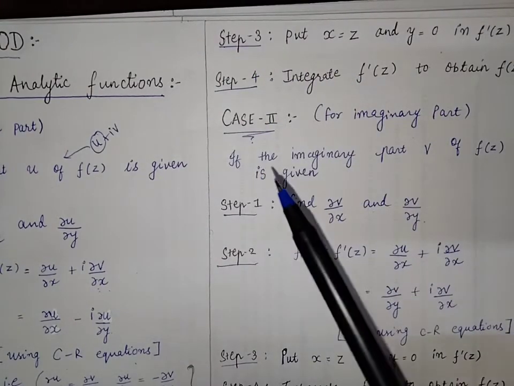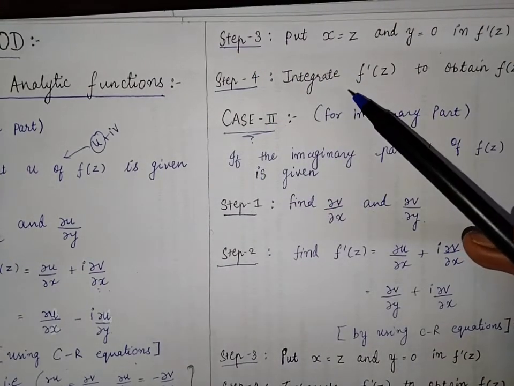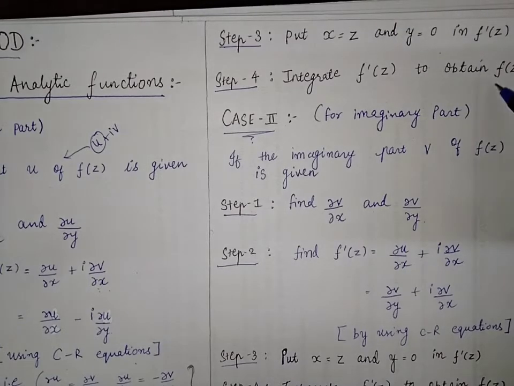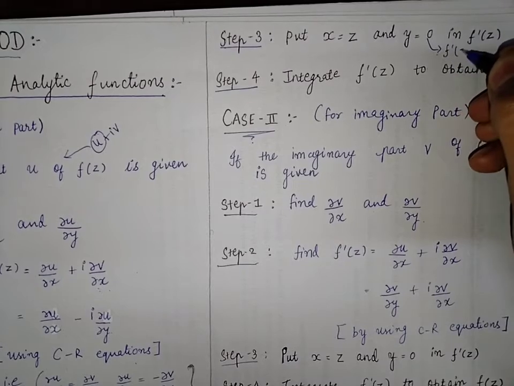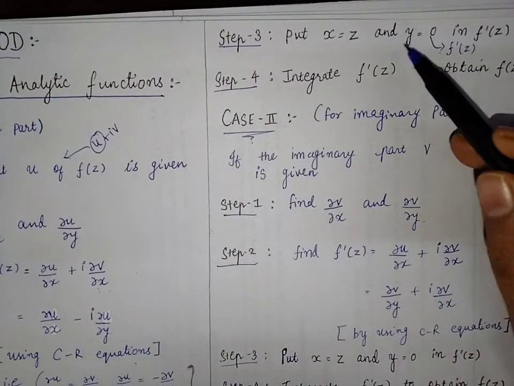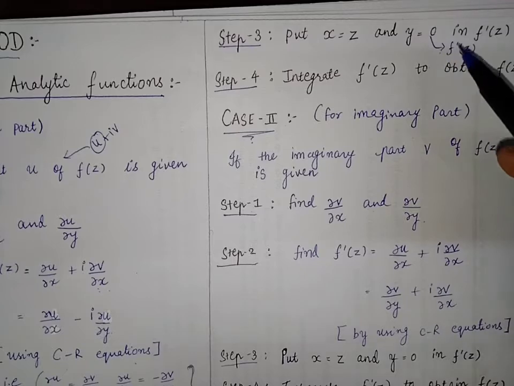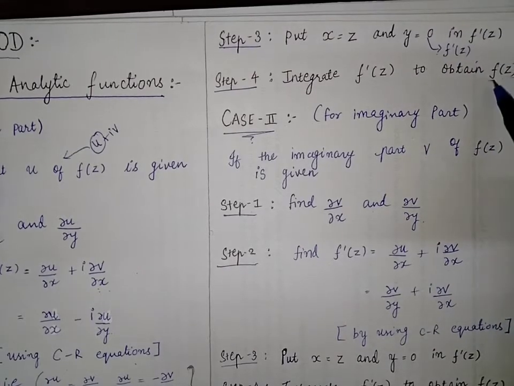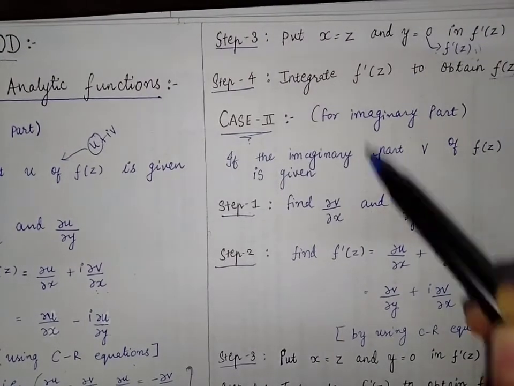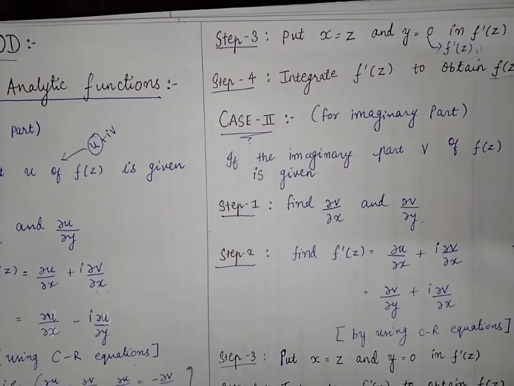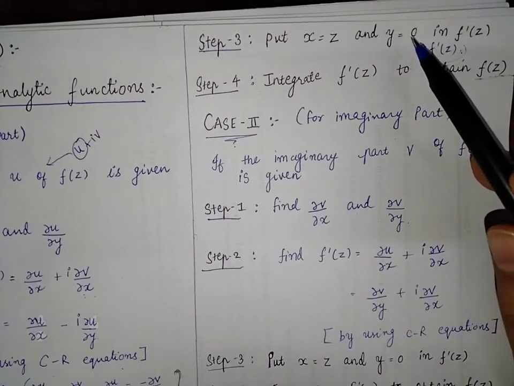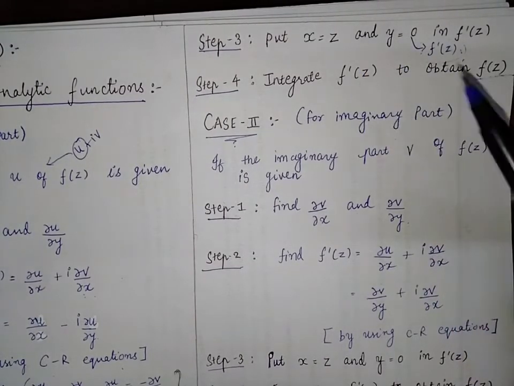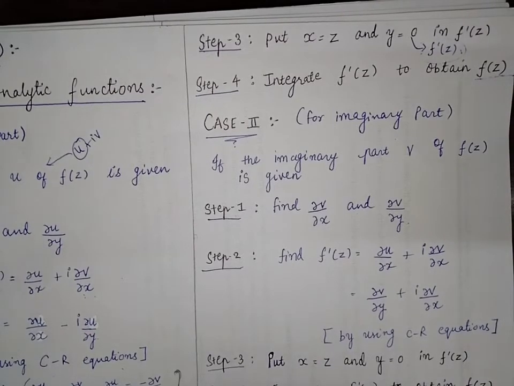Then comes step 4. Then you have to integrate f dash of z to obtain f of z. This will be your f dash of z only, but what did we do here? We put x equal to z and y equal to 0. But we have to find f of z, so we will integrate this f dash of z to obtain f of z. So that will be your fourth step. In the fourth step, after putting these values, you integrate the resulting term. So finally we will get f of z.